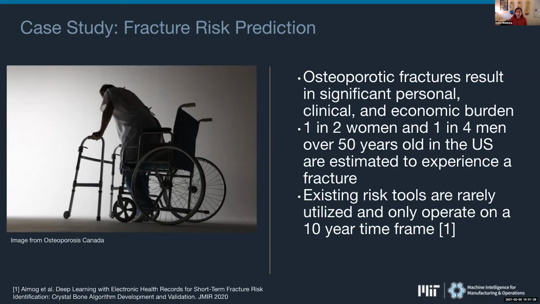When somebody has a fracture, it can really lead to a severe decline in their health because they're not mobile, which has a lot of downstream effects. They lose independence. They're not able to go do stuff by themselves. They're in a wheelchair. And then they also lead to costs in terms of caregivers that need to take care of them.